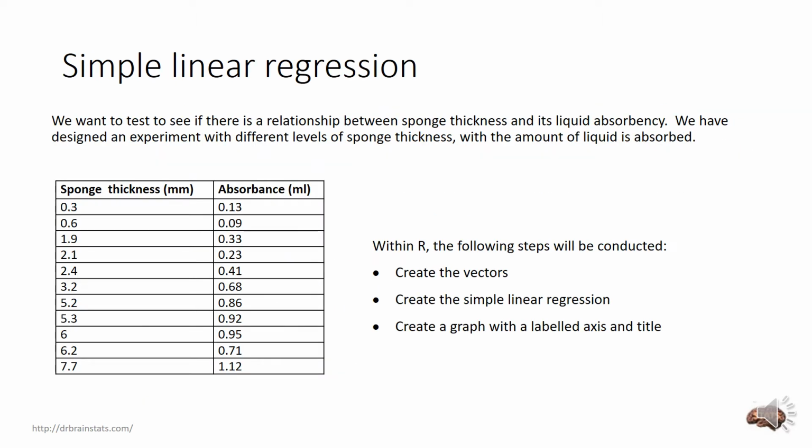So, simple linear regression. We want to test if there is a relationship between sponge thickness and its liquid absorbency. We have designed an experiment with different levels of sponge thickness and the amount of liquid absorbed. So within R, we're going to create our vectors and create a simple linear regression. We're going to create a graph with labeled axis and title.